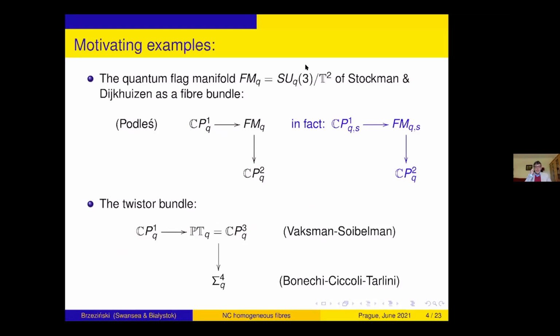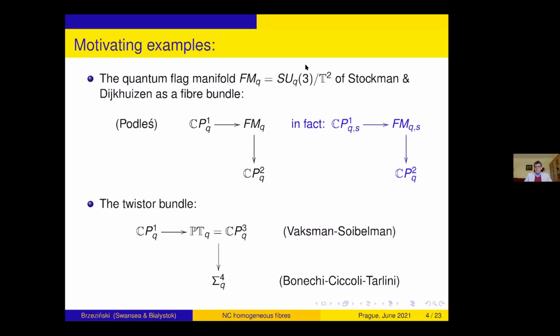Right, so there are two motivating examples, and I will talk about those examples later on in more detail. One example is the quantum flag manifold, SU_q(3) divided by the action of the two torus. It was introduced by Stokman and Dijkhuizen, and we would like to understand it as a fibration with CP^1_q as a fiber, so the quantum or Podleś sphere as a fiber, and over CP^2_q, the quantum projective plane.